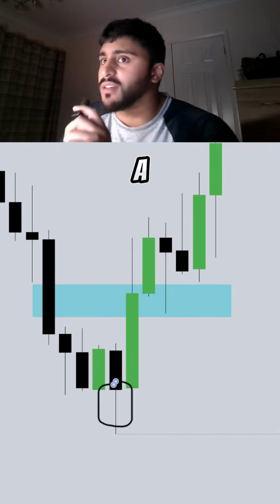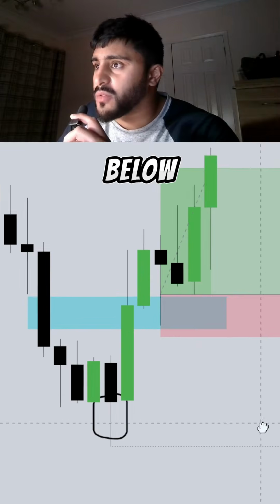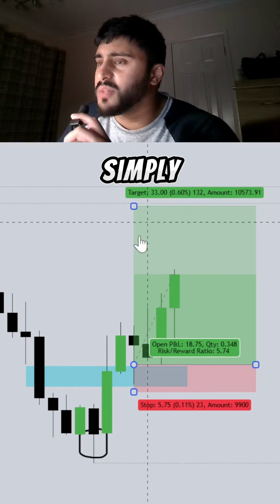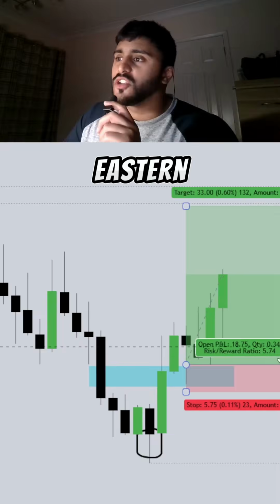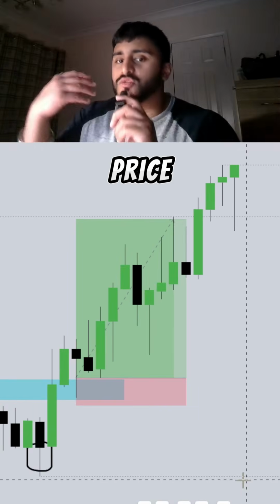So notice how we have a nice clear rejection off this fair value gap resting over here, and we can keep our stop loss just below this fair value gap over here. Now, the next question is, well, where do we target as a trader? Well, we simply look to target the 10 a.m. Eastern using the power of 3 over here. So we can see the power of 3 indicator, right? So as you can see, price rockets to the upside.